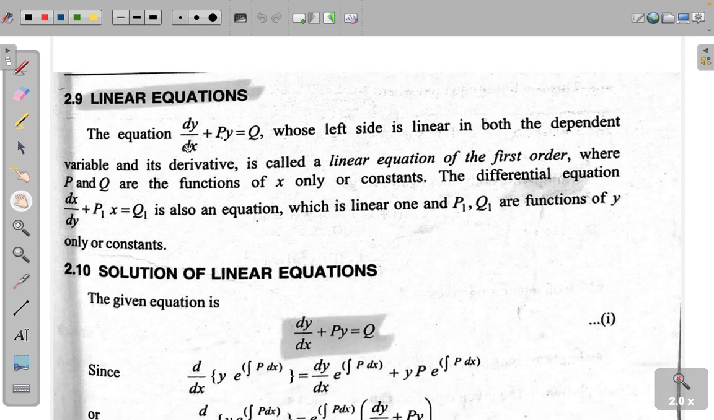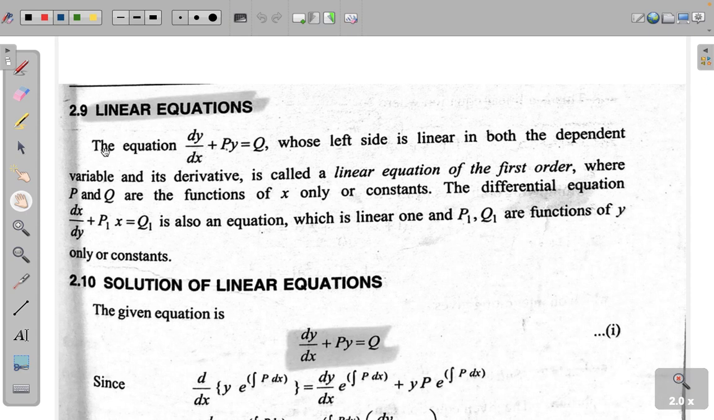The definition says an equation dy by dx plus py is equal to q whose left side is linear in both the dependent variable and its derivative is called a linear equation of the first order, where p and q are the functions of x only or constants. And the differential equation dx by dy plus p1 x equals q1, this is also an equation which is linear, and p1 and q1 are functions of y only or constants.